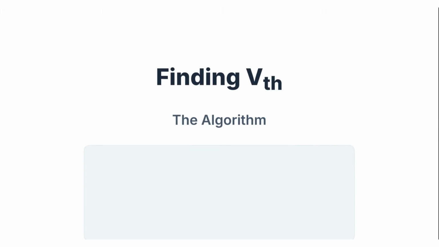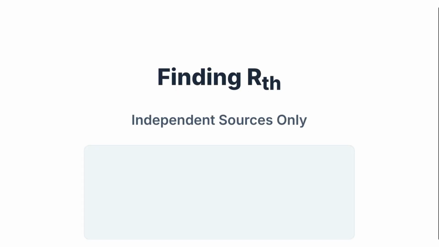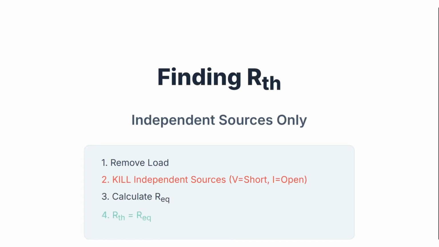Let's recap everything. Thevenin's theorem says any linear circuit can be reduced to a voltage source and a resistor. The algorithm for V Thevenin: 1. Identify the terminals. 2. Remove the load. 3. Calculate open circuit voltage VOC. 4. V Thevenin equals VOC. For R Thevenin, no dependent sources: 1. Remove the load. 2. Kill all independent sources. 3. Calculate equivalent resistance. 4. R Thevenin equals Req.